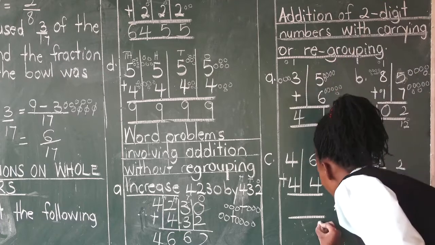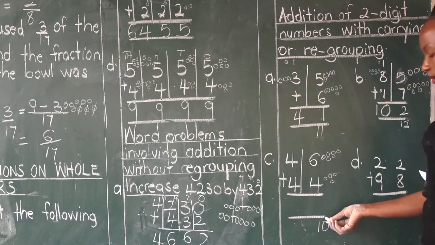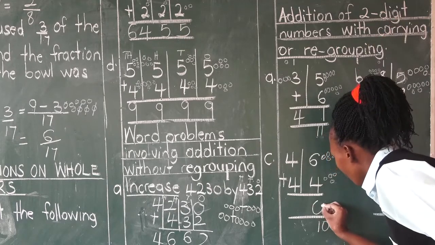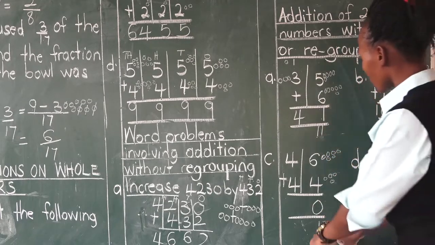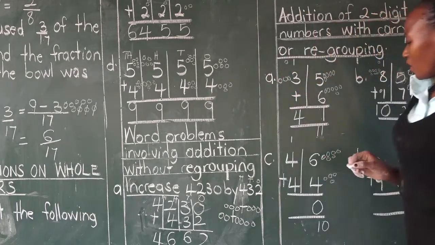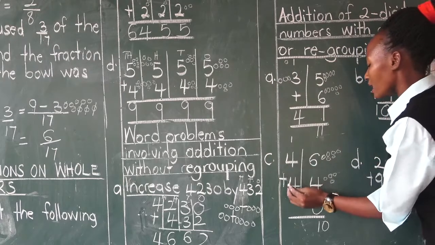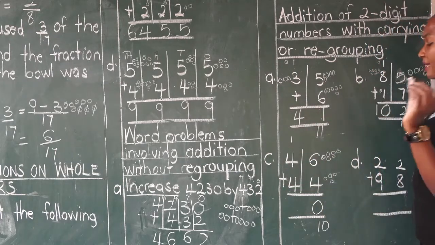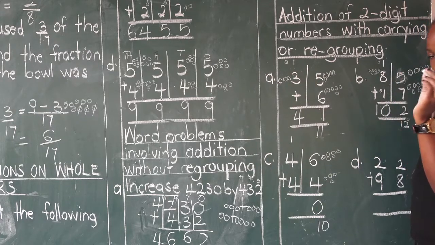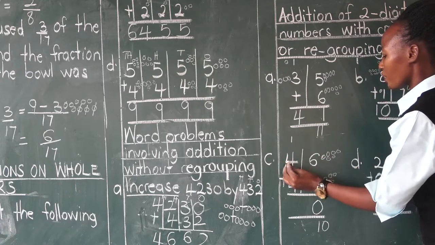We've got 10, but we need only 1 place value. We're going to write this one under ones, which is 0. We carry this number 1 to the next place value, which is 10. Just put that number up. Okay? Now we shall have, at first we had 4 plus 4. But remember, there is a certain number which we carried. We need to add it there. Now we shall have 1 plus 4 plus 4.